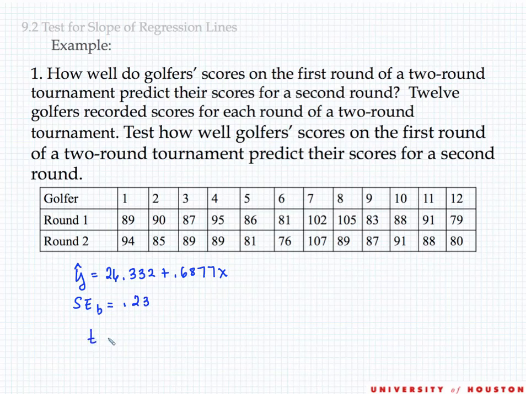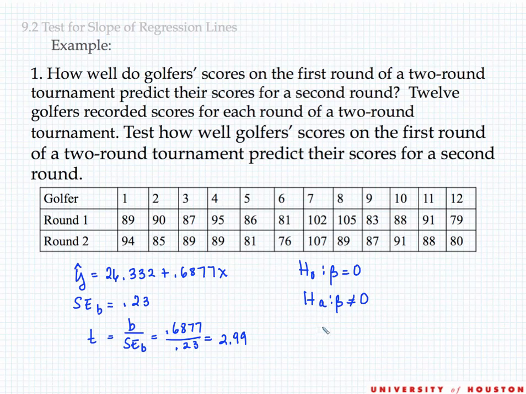Our test statistic will be our slope divided by the standard error. So 0.6877 divided by 0.23 is 2.99. Now for this one, we want to see if there is a relationship at all. So our H0 is that the slope is 0, no relationship, and our Ha is that the slope is not 0, that there is a relationship. This is a two-tailed test.